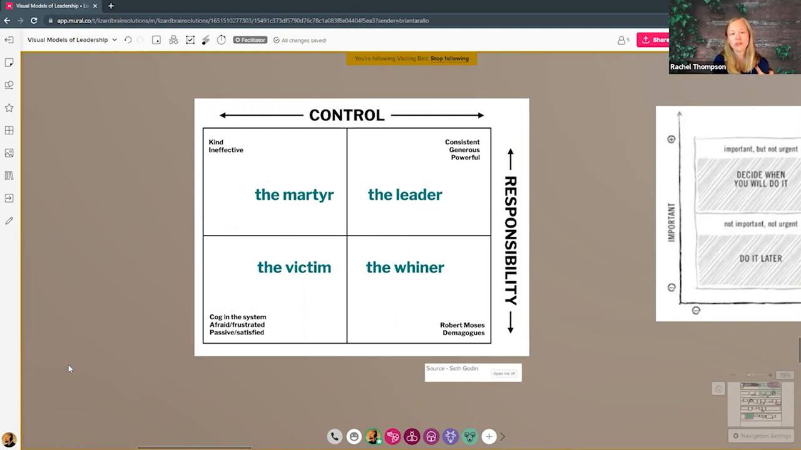So he calls this the control responsibility matrix, which honestly, I just found interesting, and so I dropped it in here. And again, this is another one of those things that I haven't really gotten into, so I really am just going to point you to his blog post. Put the link in there, and I'd be interested in talking about it, but I haven't really used it. Just found it interesting. The whiner, the victim.